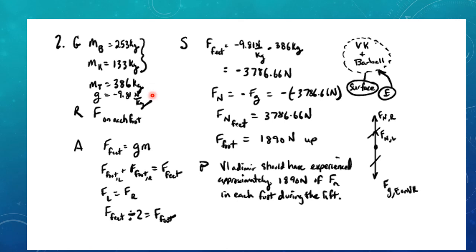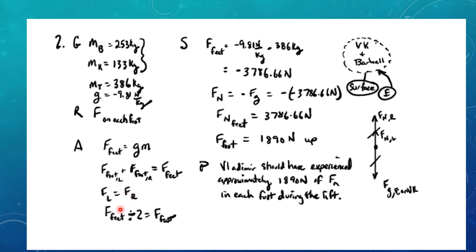Here I have gravity, but my question is the force on each foot, not the force on the feet together. So in my analysis phase, I have the force of the feet equals gravity times mass. I realize that the force of the foot of one plus the force of the other foot is going to equal the force of the feet. And I know these two forces have to be equal.